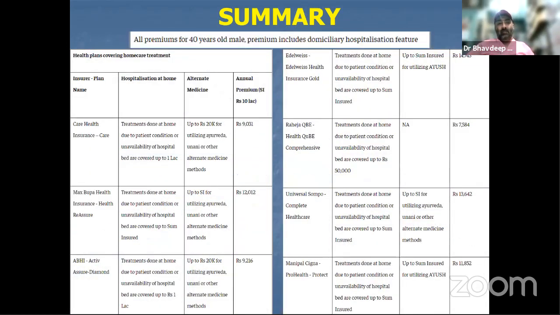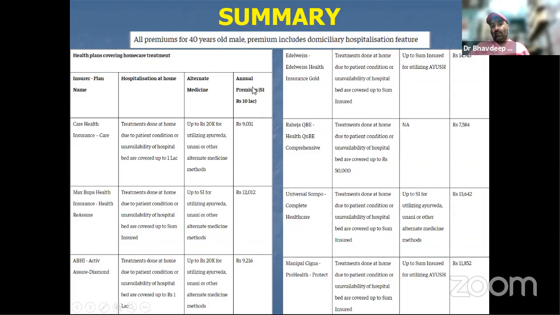So let me give you again the data part. The premium for a 40-year-old male, not the 30, but this time 40-year-old male, for the companies which are giving you the domiciliary hospitalization feature. Care Health Insurance or Religare, treatment done at home up to 20,000, using Ayush, the premium 9,000. Again, this is the policy which includes domiciliary hospitalization. It is not only for domiciliary. The sum insured is 10 lakh.